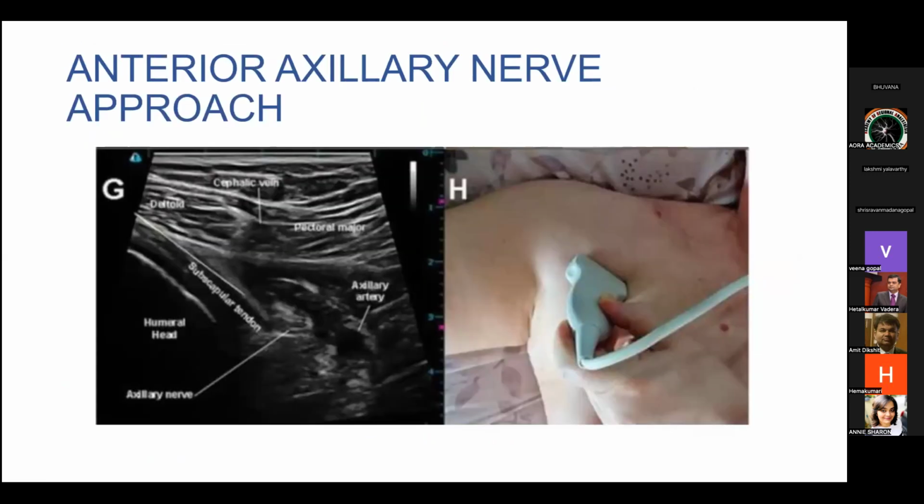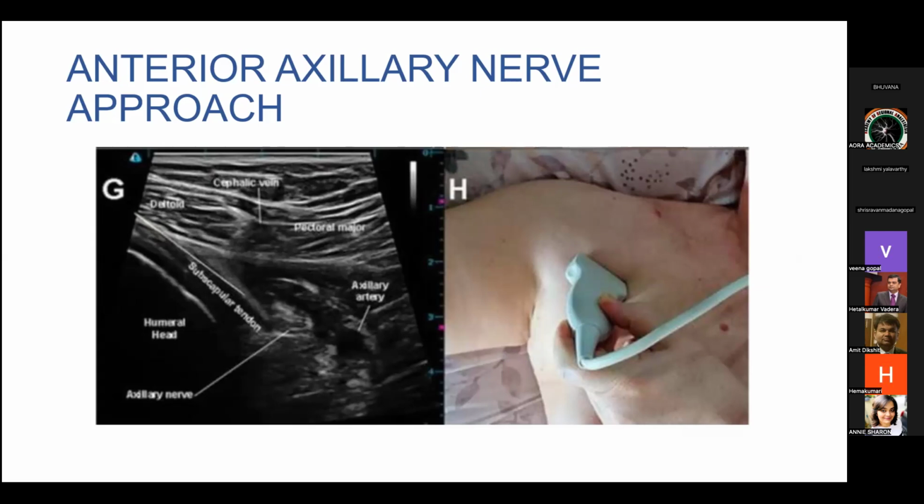This is an anterior axillary nerve approach. This is a newer technique. We need the patient supine. The arm should be at the side of the thoracic wall and the forearm should be pronated, placed over the abdomen.